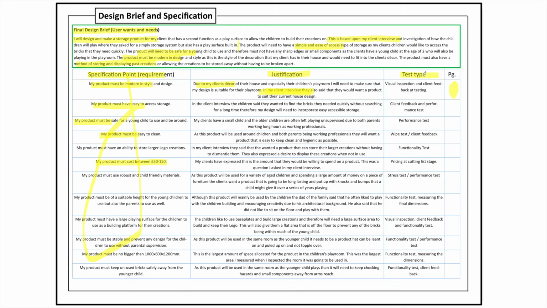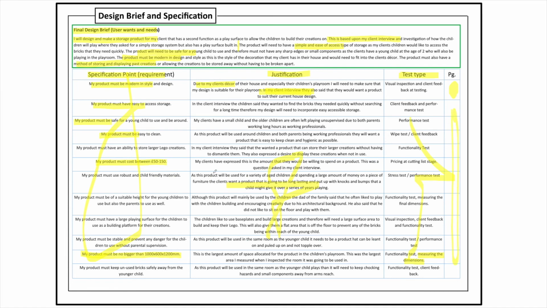The last column I've got is this test type. Now, you don't have to have this at all. This is something for me to make sure that I'm keeping my specification points SMART. As in, once I've finished making the prototype, once I've finished my practical, how do I know I've been successful? Well, I'm going to review it against my specification, this list of requirements here. So for example, my product must be no bigger than 1 meter by 60 centimeters by 1.2 meters. How am I going to make sure my product meets that specification point? Well, it's quite simple. I'm going to get a measuring tape out and actually measure the dimensions. Quite simple, isn't it, really? So I'm making sure my specification points are SMART. I'm justifying them in this column. I'm telling them how I'm going to test that specification at the end of it, and I'm referencing the page number for the research earlier on.